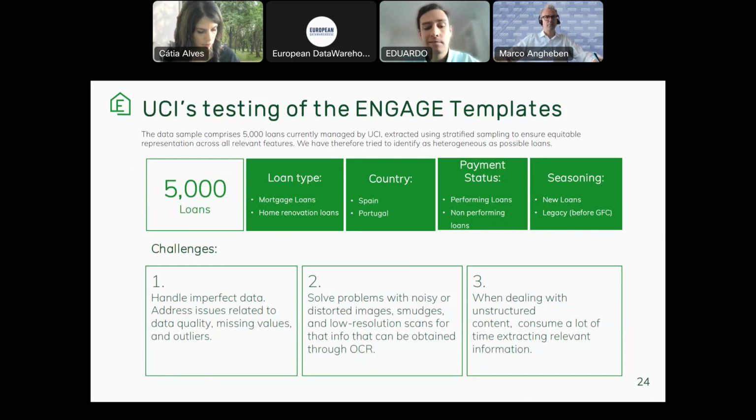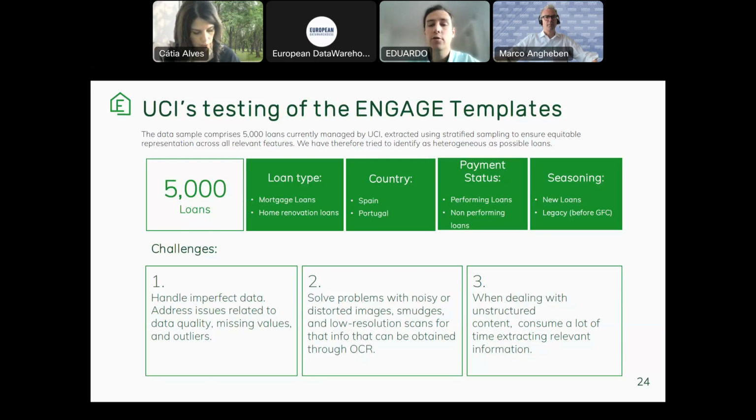The methodological technique we have used has been stratified sampling, because we wanted to make sure there was a fair representation of different characteristics our loans can have. Therefore, regarding the loan type, we can have mortgage loans and we can have home renovation loans. Even though this is still under construction, we wanted to start seeing what is the current status of this type of loans. Also, as it was mentioned before, we have activity both in Spain and Portugal, so we wanted to make sure there was a fair representation of both loans.